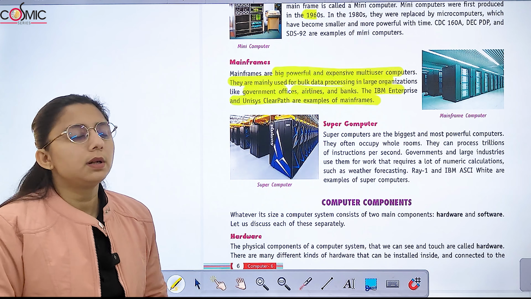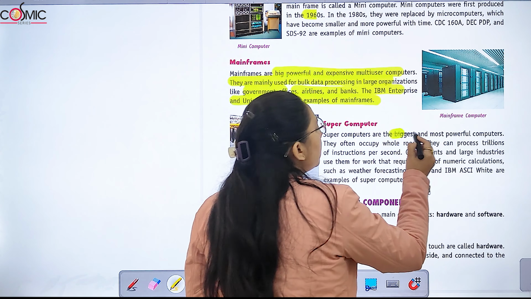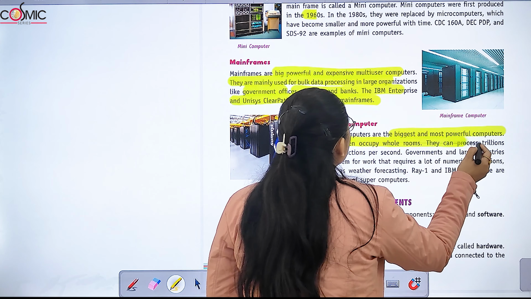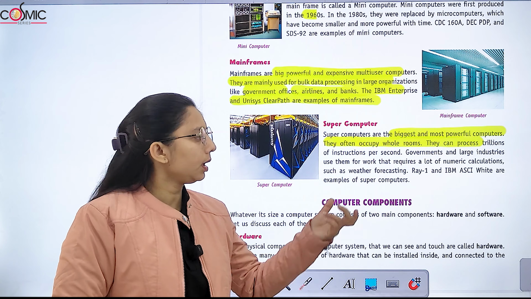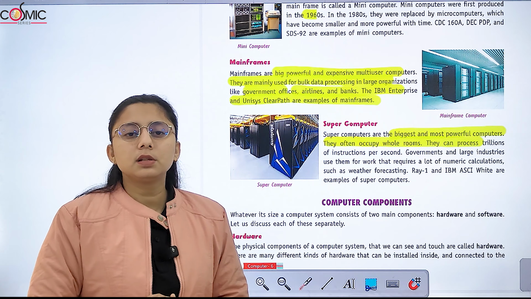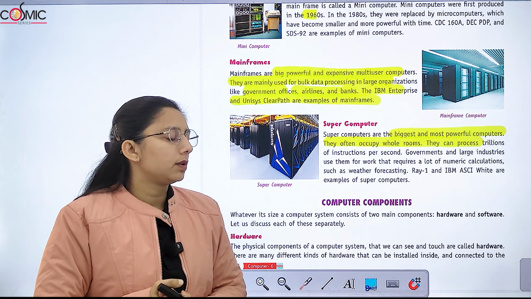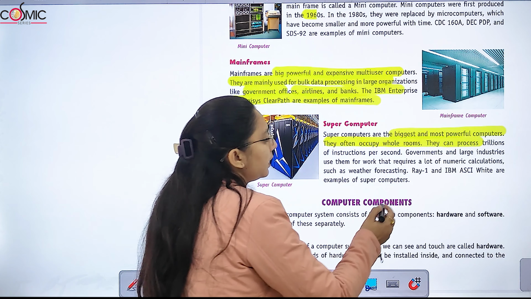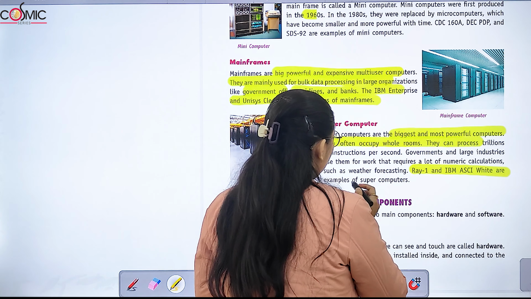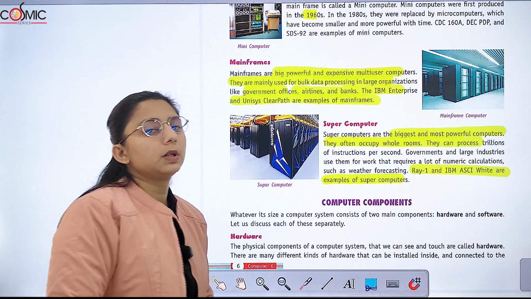Now we have the supercomputer. Supercomputers are the biggest and the most powerful computers. They often occupy a whole room. आपका पूरा room को ही occupy कर लेते हैं, right? Government and large industries have supercomputers, and they are used for weather forecasting and defense also. Like we have Cray 1, IBM ASCI White, they are all examples of supercomputers.